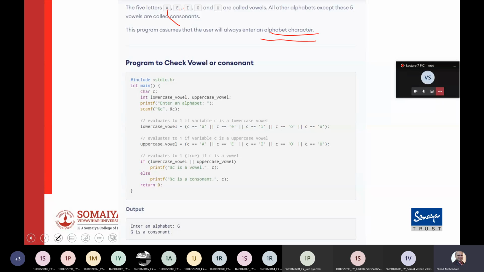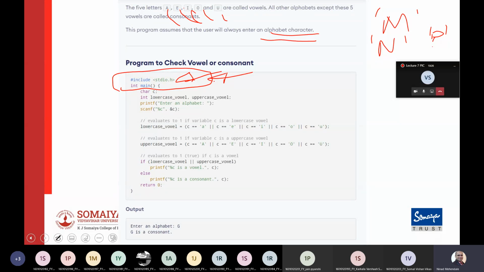To check whether the user has entered A, E, I, O, U, or maybe some other character like M, N, P, etc., let's see how this program is to be written. First, you have to include the standard library stdio.h, then your int main function. There is no change.